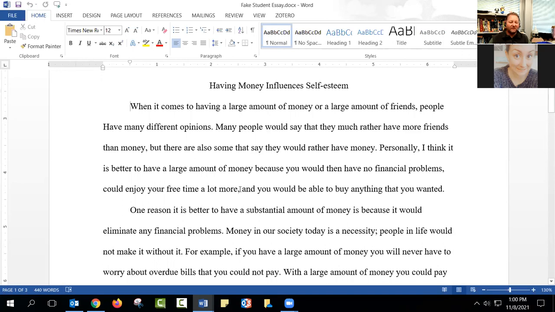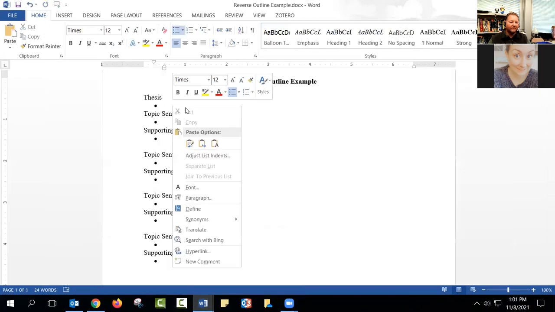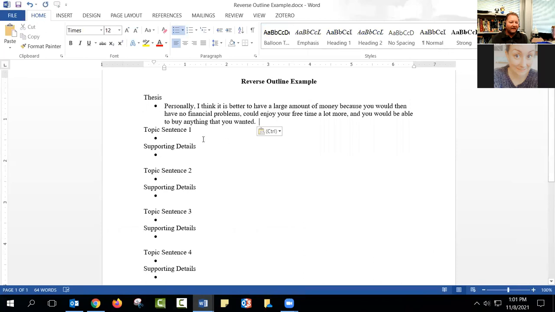And so just reading this introduction, it's pretty short, but it's all right. We're going to revise it. It's pretty clear to see that this is their thesis statement. They introduced the topic, and then they told us what their main idea is going to be. Personally, I think it is better to have a large amount of money because you would then have no financial problems, could enjoy your free time a lot more, and you would be able to buy anything that you wanted. Like, oh, that's my thesis right there. So I'm going to copy that and just put it on my reverse outline. Yay. Then I keep going.